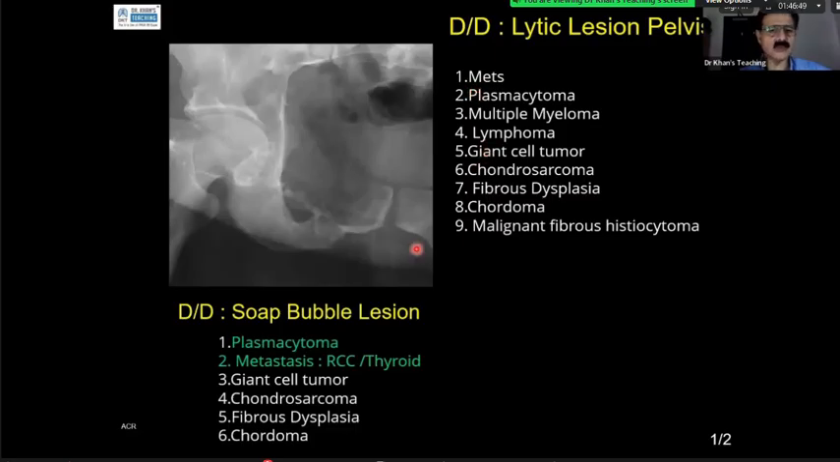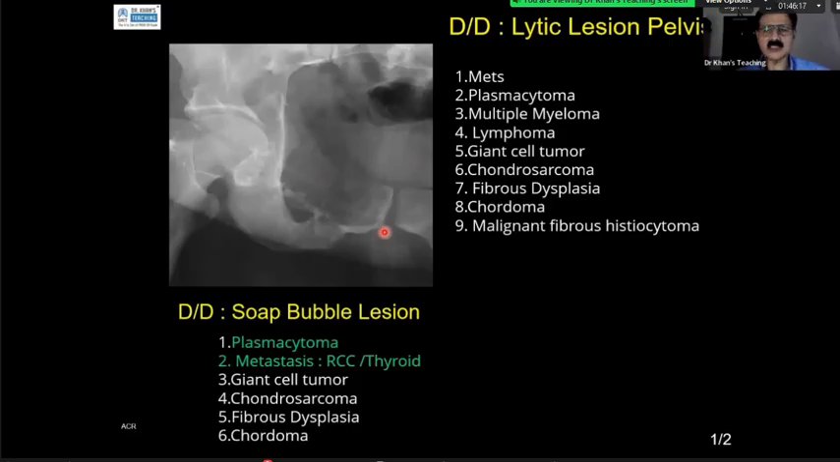You just remember both of them in one page, and there is a bit of overlap. And then, other than plasmacytoma and multiple myeloma, I'll tell you very shortly what the difference is between the two, and then lymphoma. Lymphoma cannot give you a soap bubble appearance. This is the point to remember. And then giant cell tumor, chondrosarcoma, these are all common. So this is a lytic lesion and this is a soap bubble lesion.